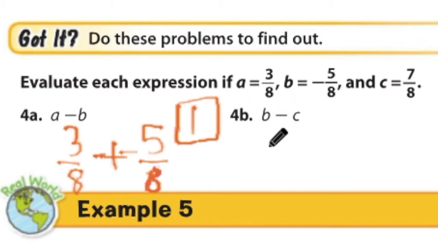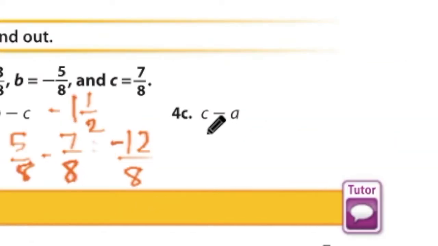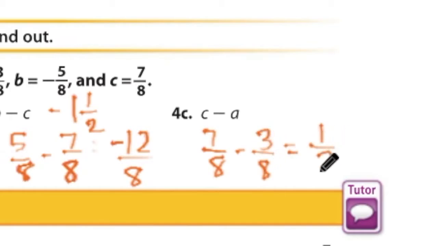For 4b, we have b minus c, which is negative 5/8, take away c, which is 7/8. Negative 5, take away 7 more is negative 12, and negative 12/8 can be reduced to negative 1 and 4/8, or negative 1.5. For 4c, c minus a is 7/8 minus 3/8. 7/8 minus 3/8 is 4/8, which is equal to 1/2.